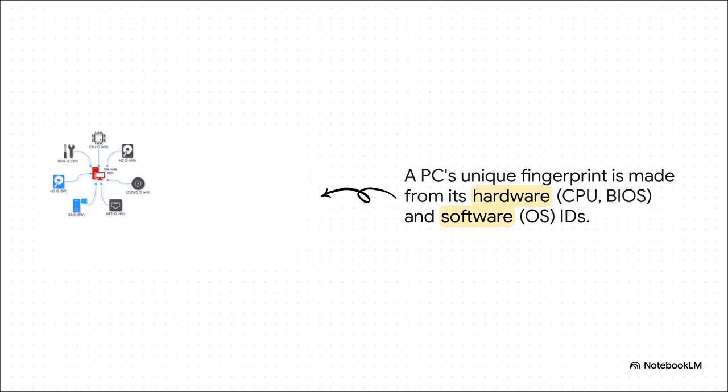It does this by taking a unique fingerprint of your computer. Think of it like a digital detective. It scans your system's key components, the serial number of your CPU, the ID of your hard drive, your operating system, and it combines all those unique codes into a single rock-solid identifier for your specific machine.